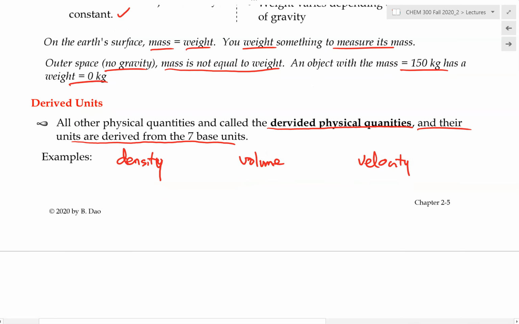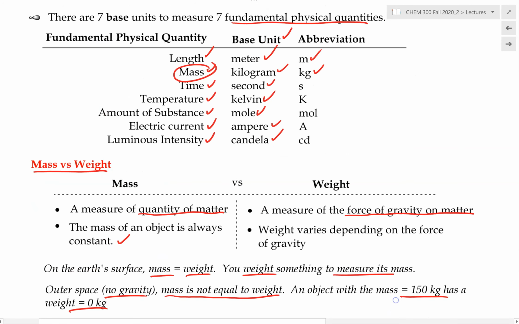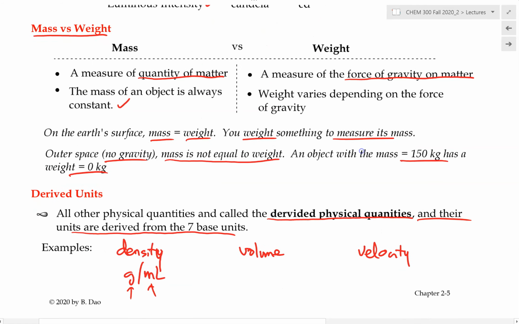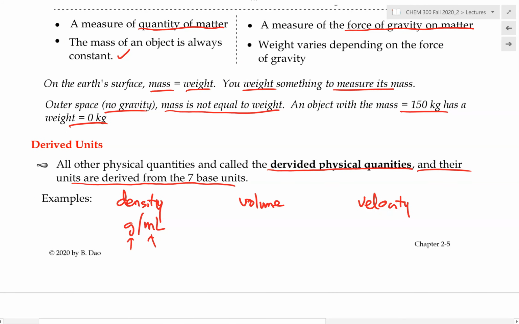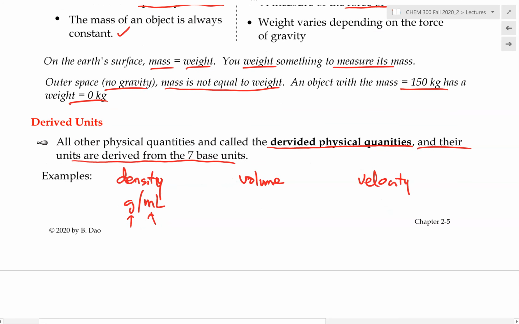Now the unit of density is gram over milliliter, and here in this case we see gram, which can be converted from kilogram, and we also see milliliter as well. So clearly it's nothing other than what we have seen above, and the reason why it is a derived unit is that it has all the components included in it.